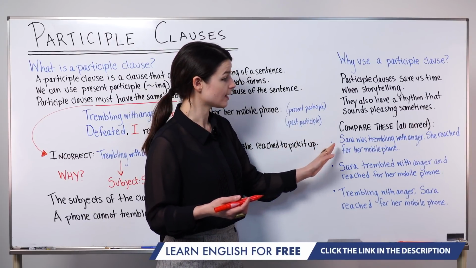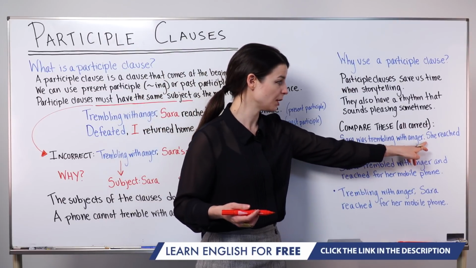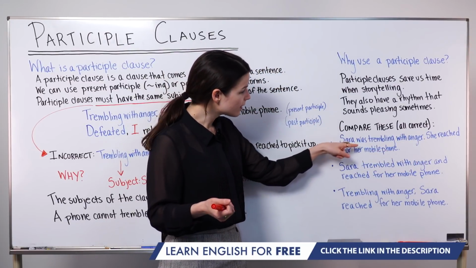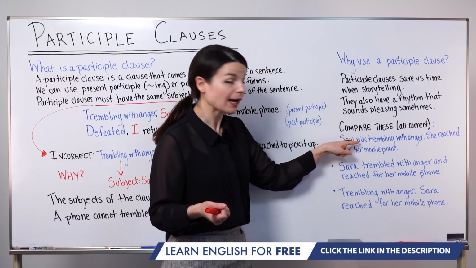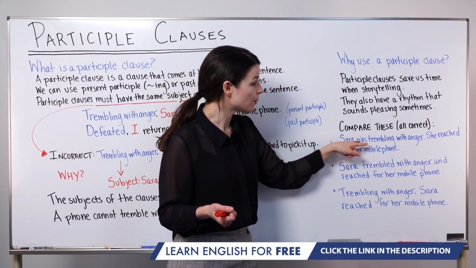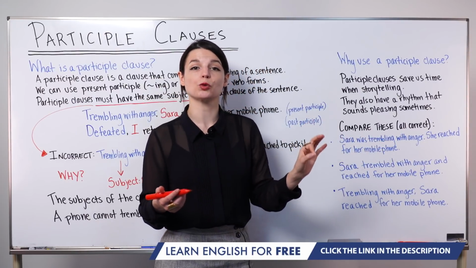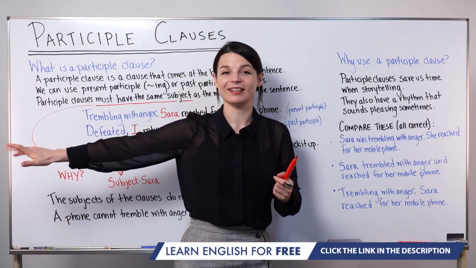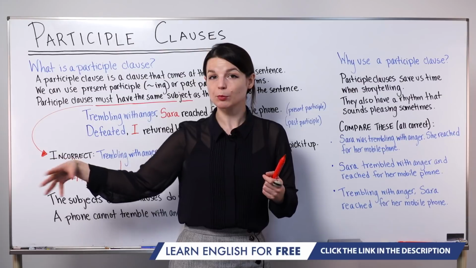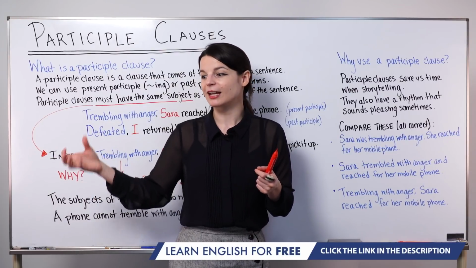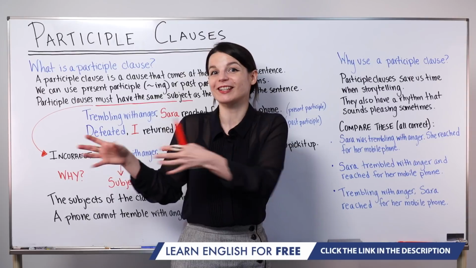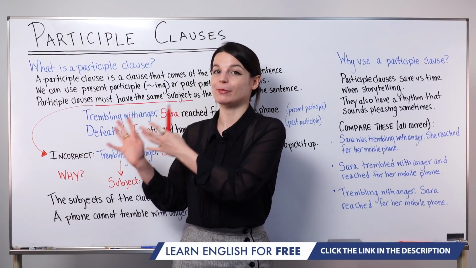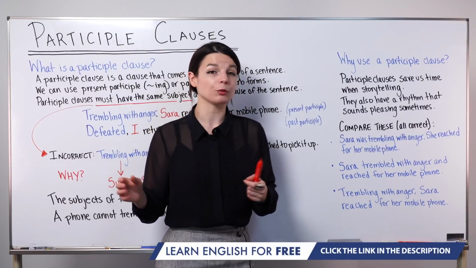The first sentence, Sarah was trembling with anger, period. She reached for her mobile phone. So here we see past, it's a past example, and we see past progressive here. Sarah was trembling with anger. So that means this is in the past, this is finished, but we're using progressive, which gives us a feeling that we're watching something that happened in the past, or we're experiencing something that happened in the past. Sarah was trembling with anger.